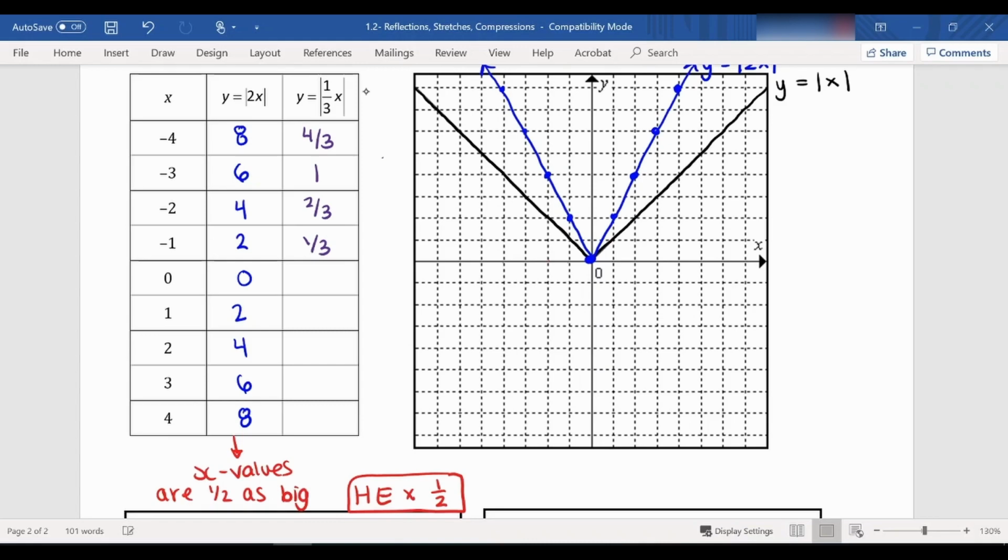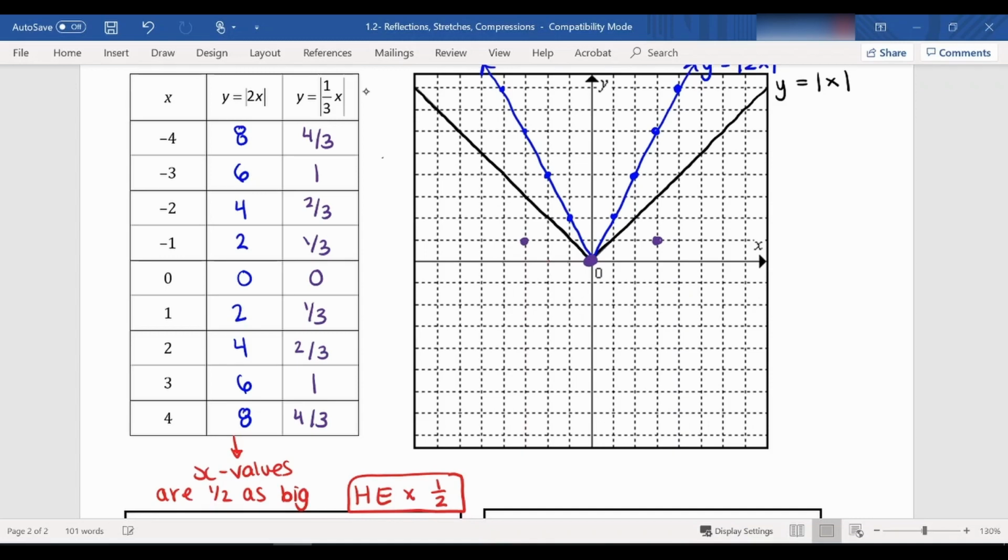If I plug in x is 0, I get a y value of 0. If I plug in x is 1, I would get 1/3. If I plug in x is 2, I get 2/3. If I plug in x is 3, I get the absolute value of 1, which is 1, and then I would have 4/3. Okay, so I'm going to again plot the nice points. I'm going to have a value at 0, 0. I have a coordinate at x is 3, y is 1. X is -3, y is also 1.